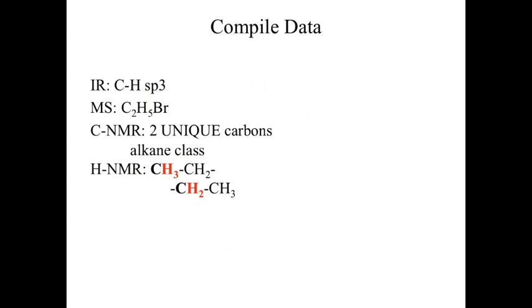From the IR, we had a carbon-hydrogen bond. We knew they were sp3 hybridized carbons. The Mass Spec gave us a formula. The carbon NMR told us we had 2 unique carbons in the alkane class. And then our hydrogen NMR, we had these 2 general pieces that came out of this. So now what we need to do is actually draw some conclusions from this.